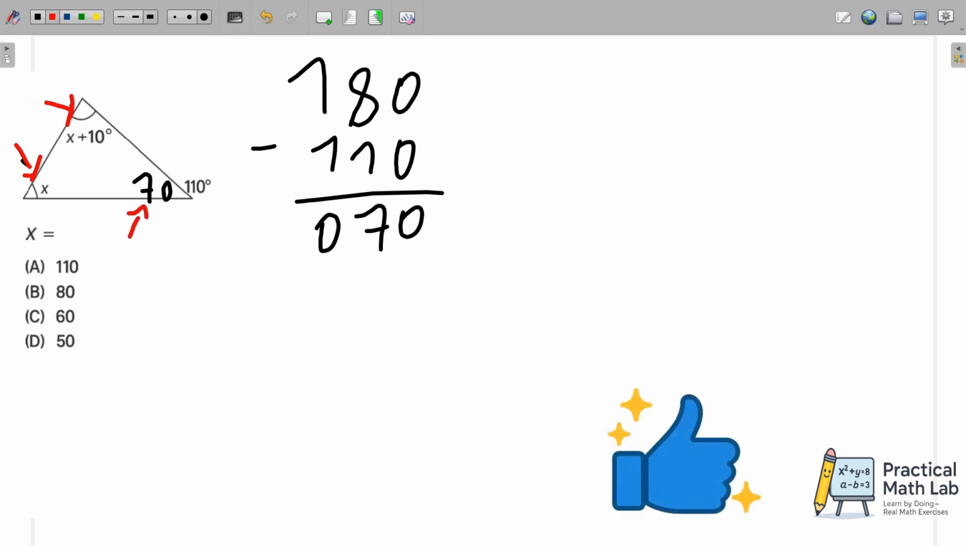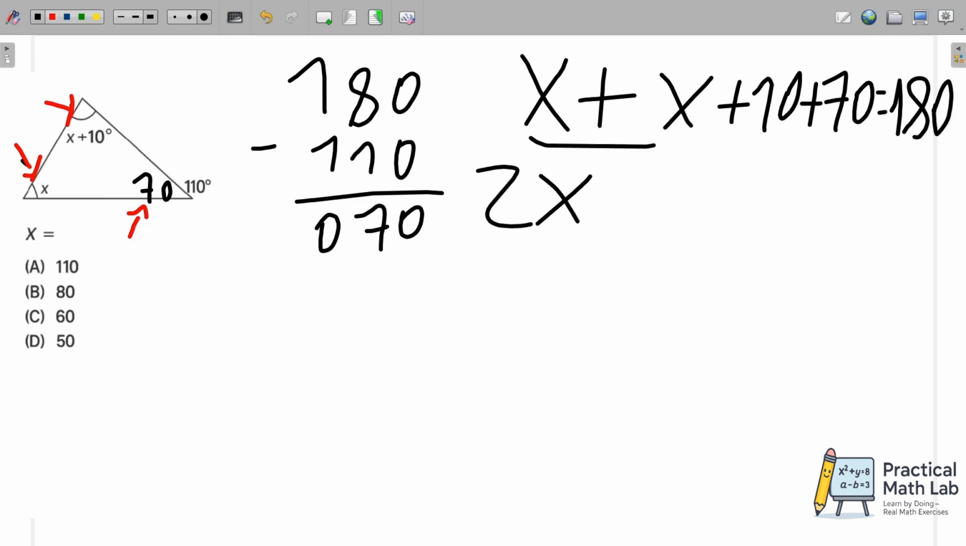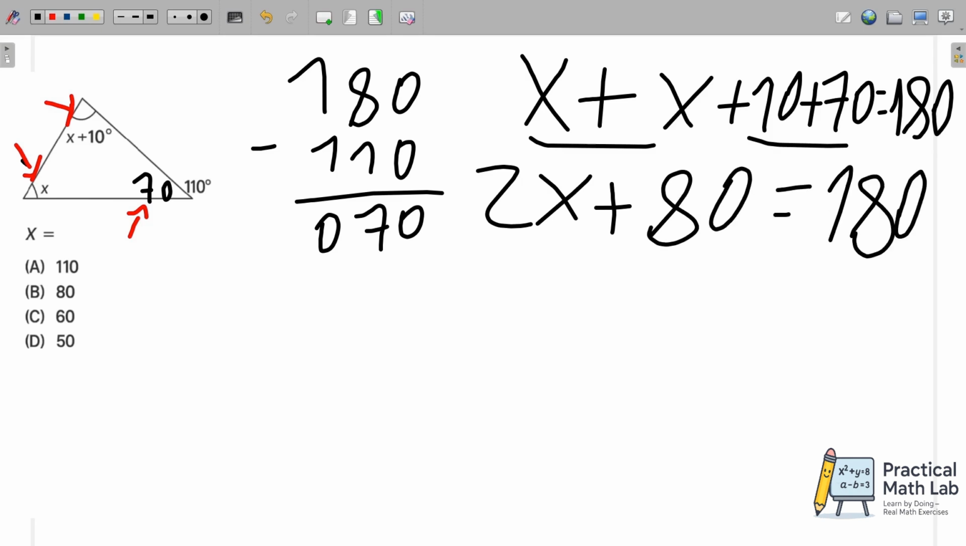If the sum of the three is 180 degrees, let's add them up here. It will be x plus x plus 10 plus 70, that is, the sum is equal to 180 in total. x plus x is 2x, plus 10 plus 70 is 80, equals 180. Repeat the 2x here, the plus.